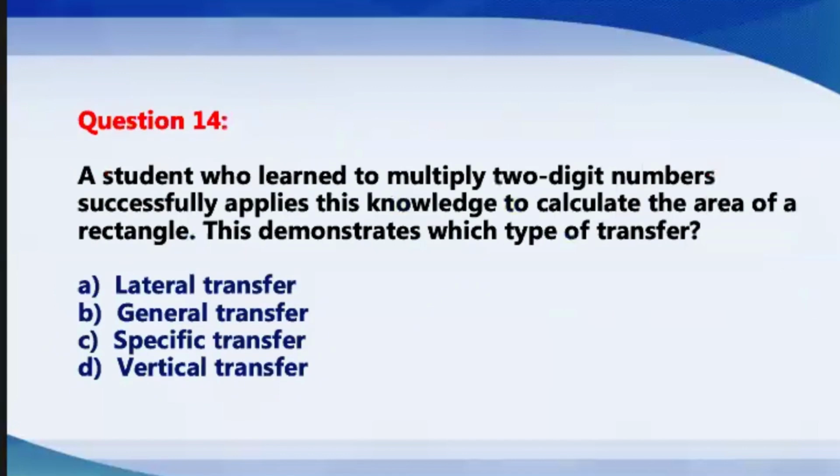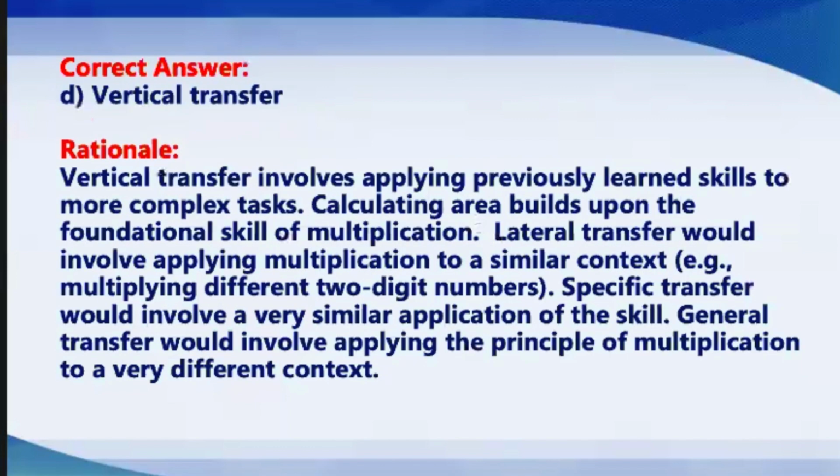Question 14. A student who learned to multiply two-digit numbers successfully applies this knowledge to calculate the area of a rectangle. This demonstrates which type of transfer? A. Lateral transfer. B. General transfer. C. Specific transfer. Or letter D. Vertical transfer. Correct answer? Letter D.